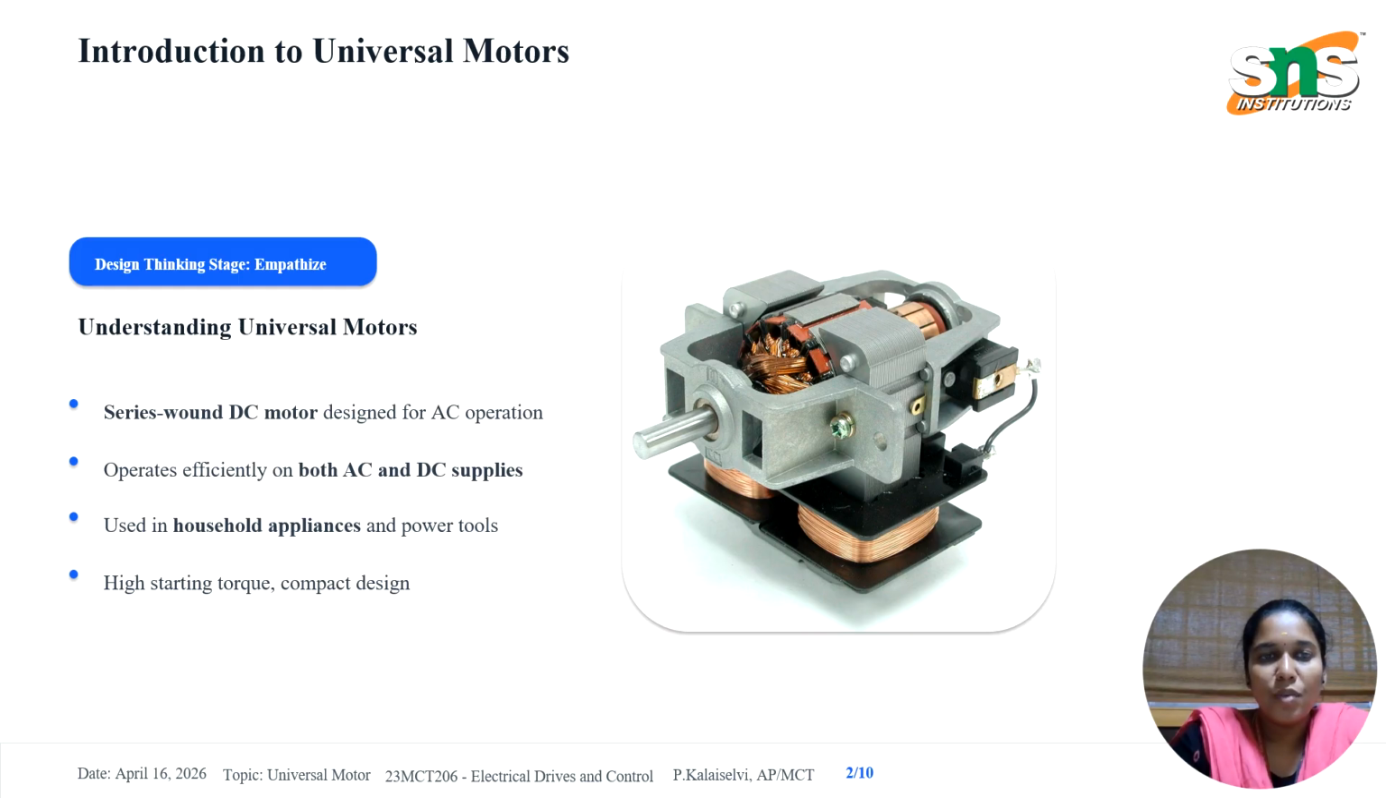The main key features of universal motors are high starting torque, high speed operation and compact size, with the ability to run on both AC and DC supply.